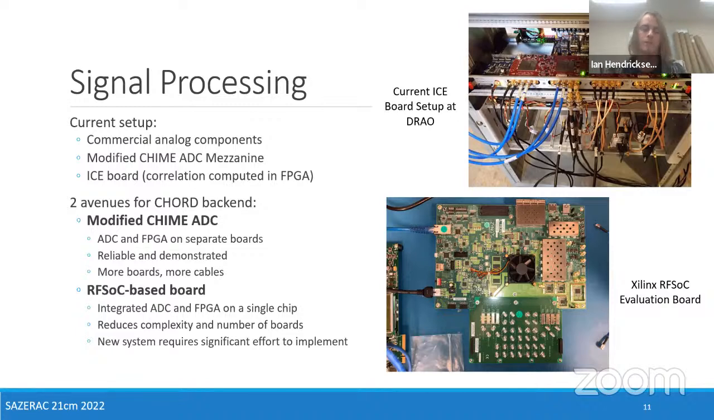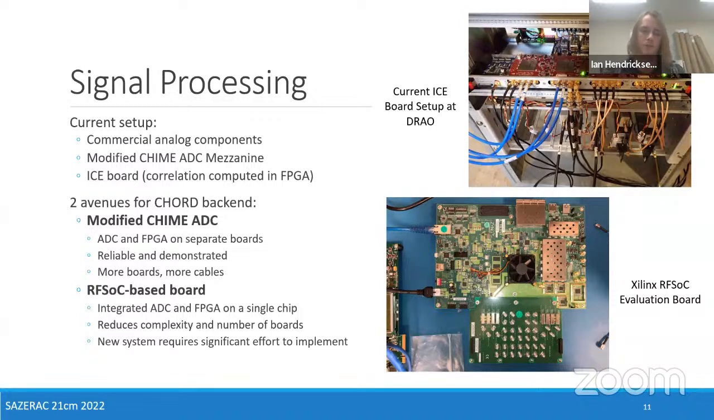So there's two avenues for the chord backend, which we will try to prototype with D386. One is this current modified CHIME ADC that we have, where the ADC and FPGA are on separate boards. This is a reliable and demonstrated system, but because the ADC and FPGA are separate, that means that we have separate boards between the ADC and ICE board. There's more cables that need to be involved because of the about 800 megasamples per second sampling rate of the ADC, which means that for chord, we'd have to use a diplexer and split the band in two.